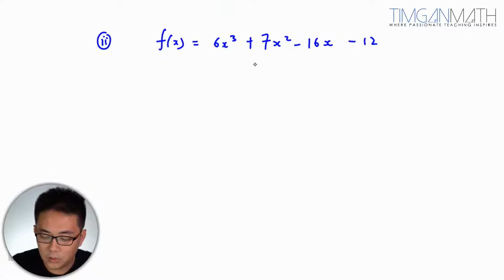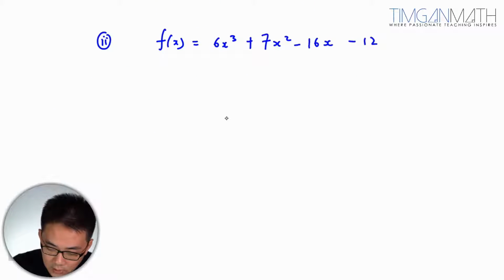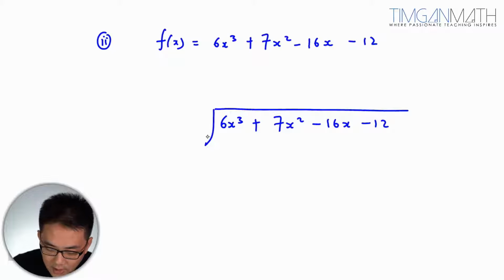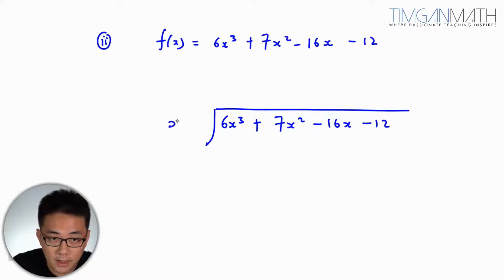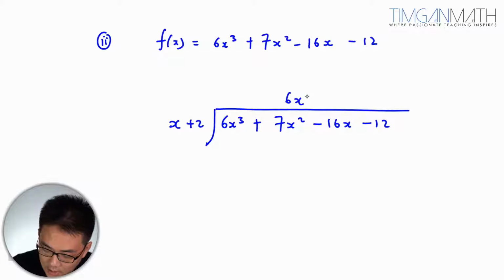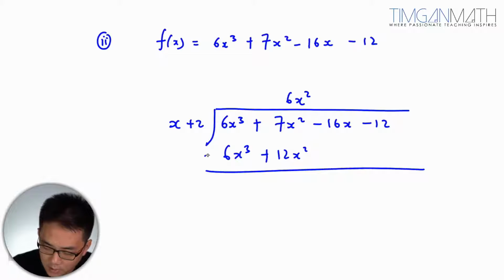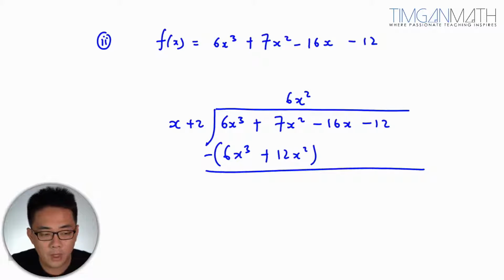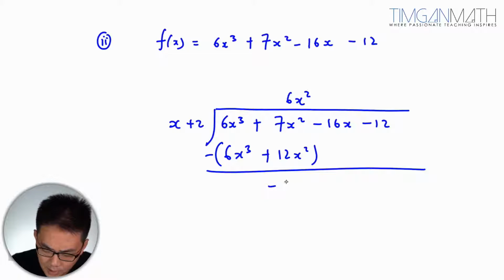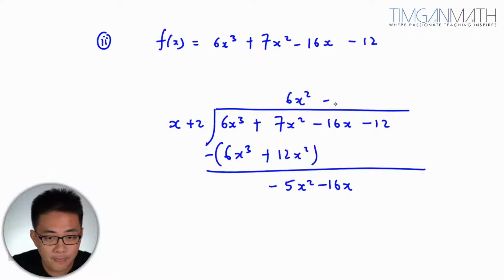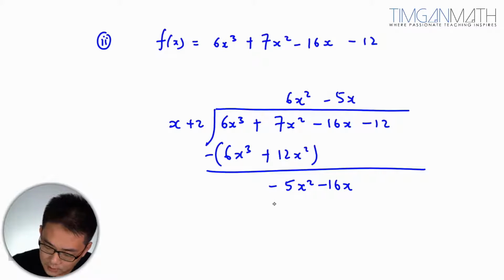So to factorize this, we're just going to do a long division. So 6x cubed plus 7x squared minus 16x minus 12. I'm going to just long divide here with x plus 2. Then this is 6x squared, the 6x cubed plus 12x squared. Alright, minus off the whole thing. 7 minus 12 will be negative 5x squared minus 16x. So I'm going to put the minus 5x here. So this is minus 5x squared minus 10x.